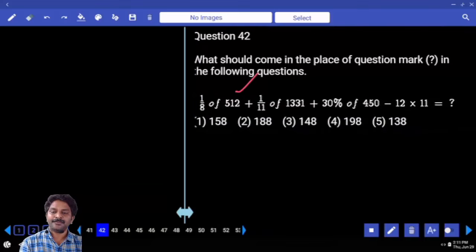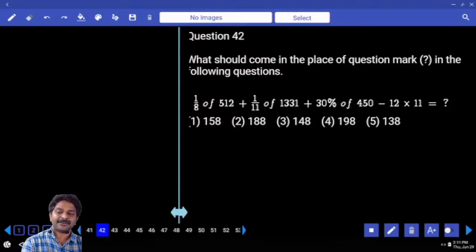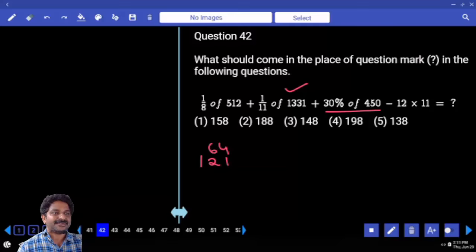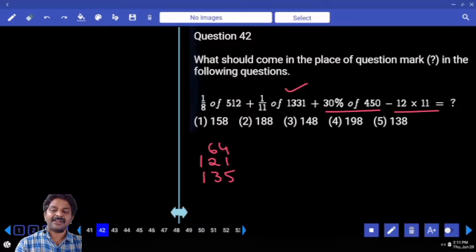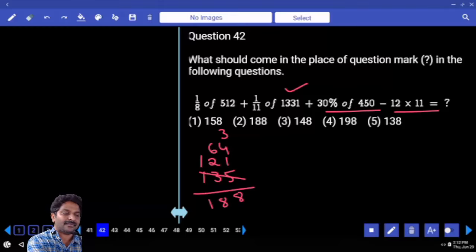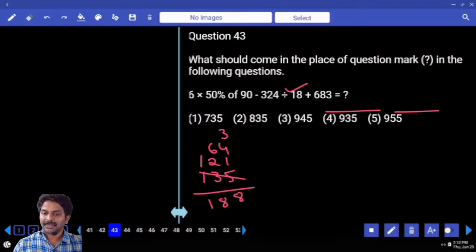512. This is 8 cube divided by 8, that is 8 square, 64. This is 11 cube divided by 11, 11 square, 121. And 30% of this number: 45 three times, 10% three times, 135. And 12 into 11 times. You don't have to calculate it. Even if you calculate 132 subtracted from 135, left over 3. That means the answer is 188. Right. Next.